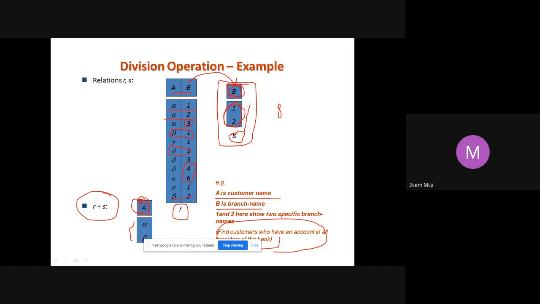All the branches. Why do we use this? I said wherever you want to use "all", we make use of division. All means what? Who are the customers who have an account in all the branches? All the branches does not mean 1, 2, 3, 4, 6 and all that. All is our 1 and 2. If the customer has an account in both 1 and 2, then you bring out such customers. That is what your division operation is.